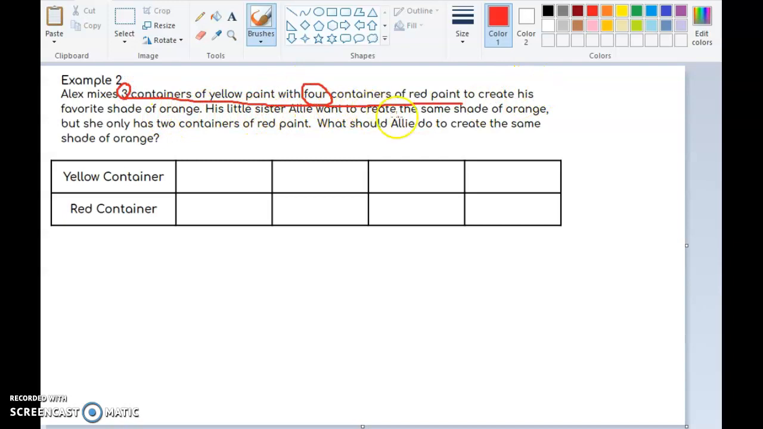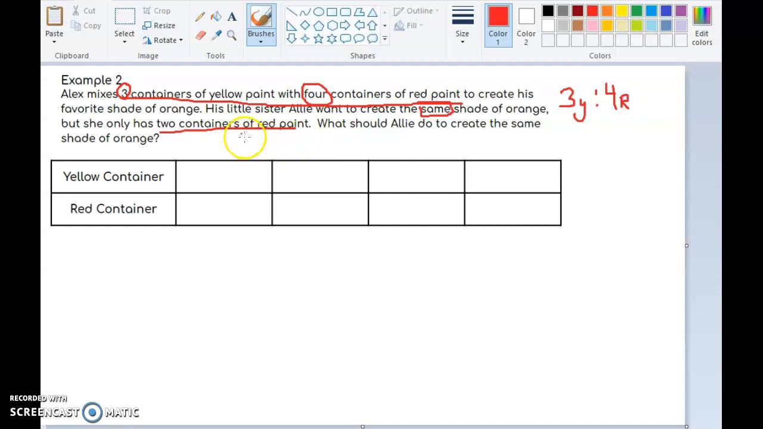His little sister Allie wants to create the same shade. Remember, same shade means same ratio of orange. But she only has 2 containers of red paint. What should Allie do to create the same shade of orange? So let's look and see. I have a ratio, because we're looking at just Alex's, of 3 yellow to 4 red.